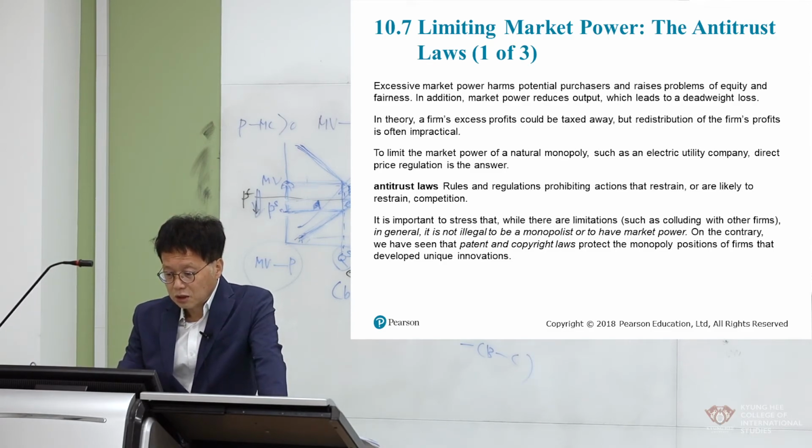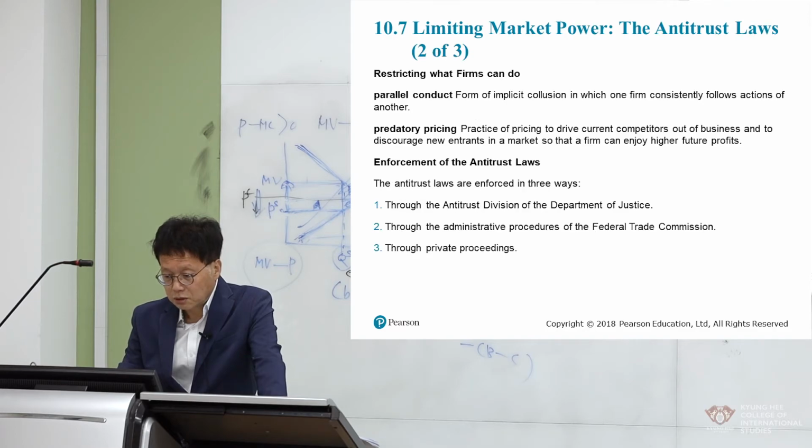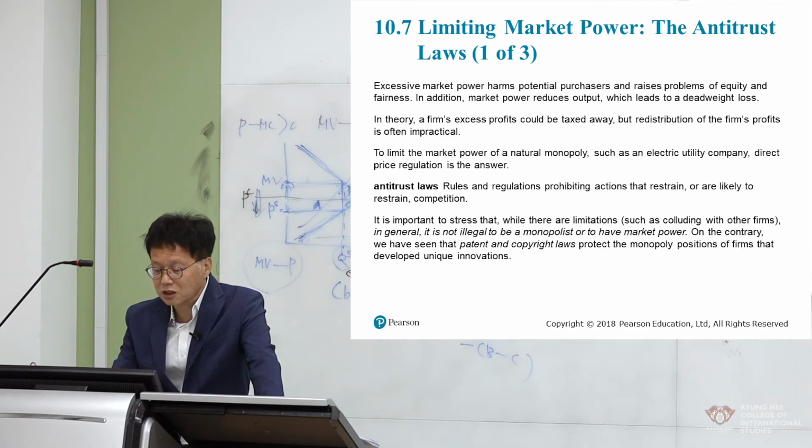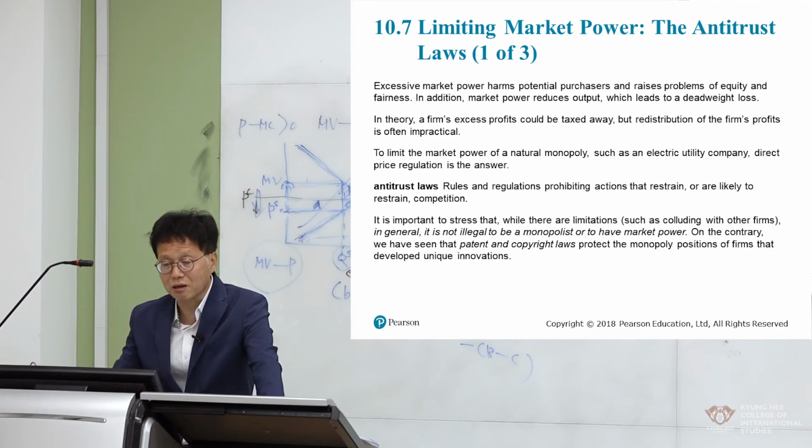Okay, this one is a U.S. example. Limiting market power, the antitrust law. Exercising market power harms potential purchasers and raises problems of equity and fairness. In addition, market power reduces output, which leads to a deadweight loss. That is the conclusion until now, right? Monopoly is really a bad thing. Monopsony is really a bad thing from the perspective of national welfare.